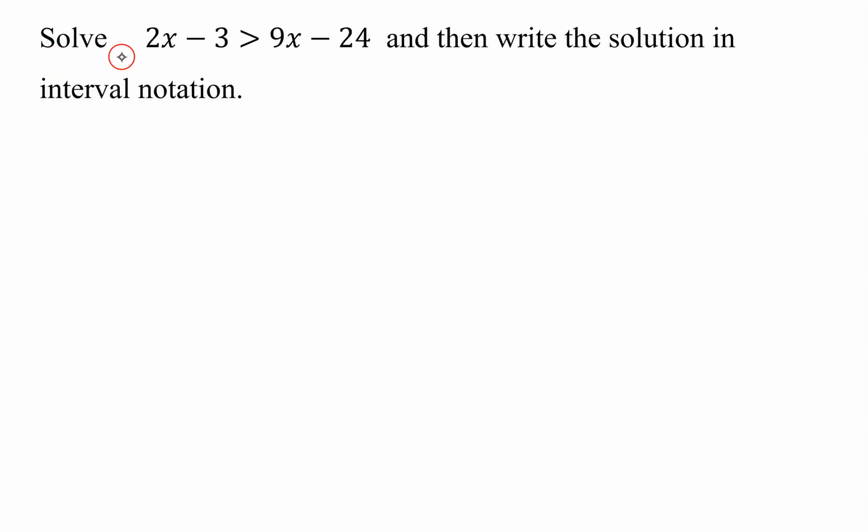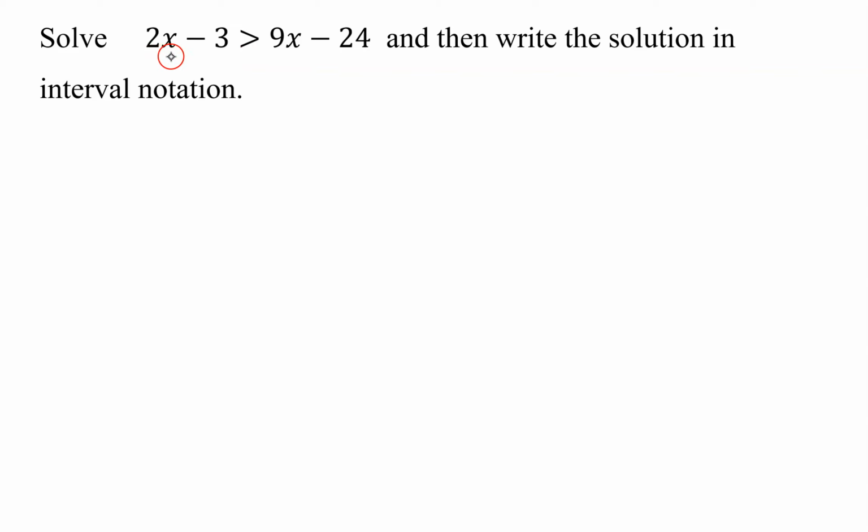In this problem, I want to solve 2x minus 3 is greater than 9x minus 24, and then we need to write the solution in interval notation. Well, what type of a problem do we have here? Notice there is no equals, there's a greater than, so this is an inequality. And what type of inequality is it?